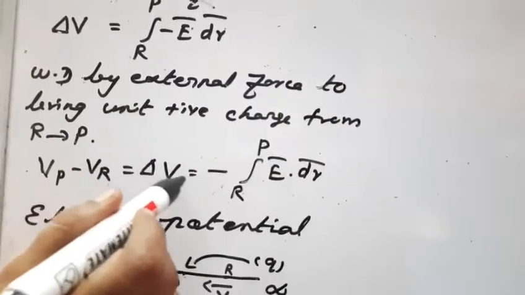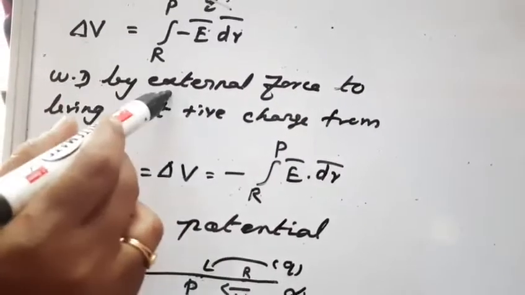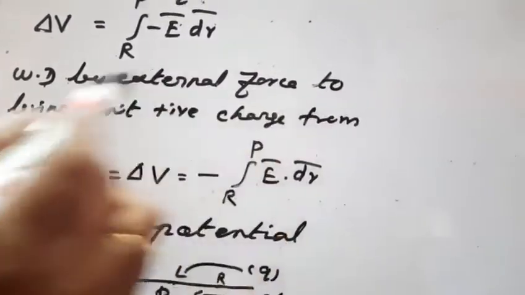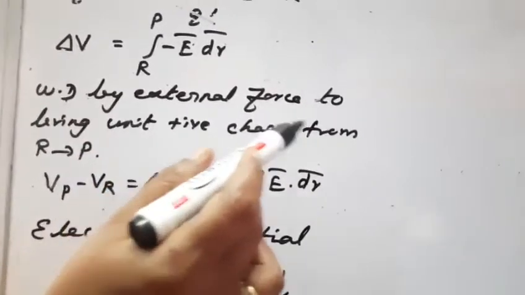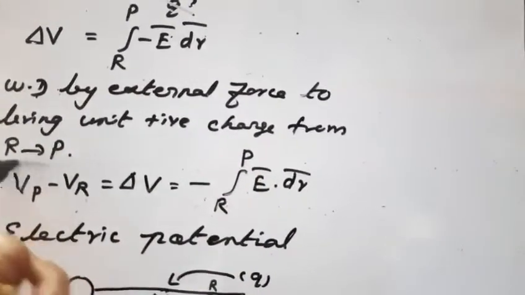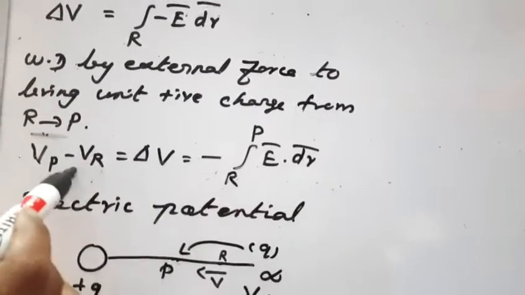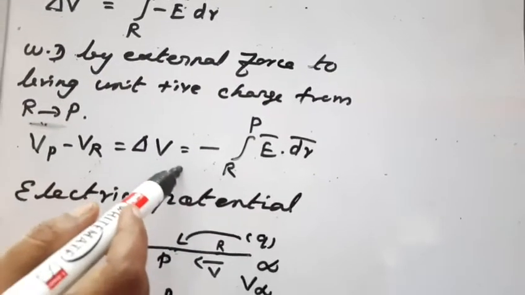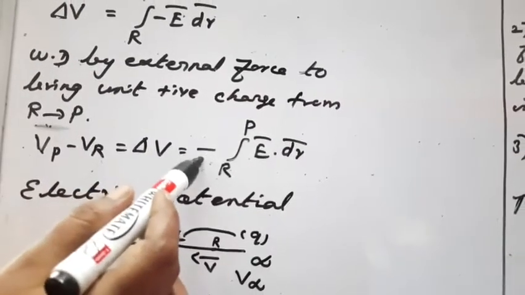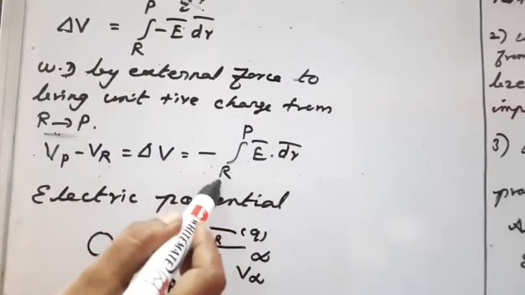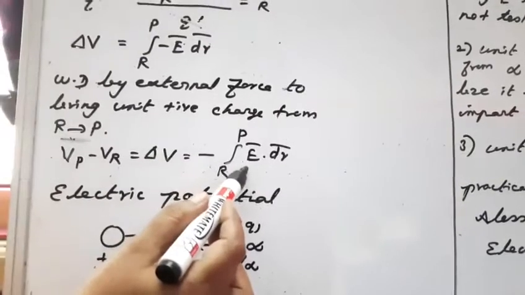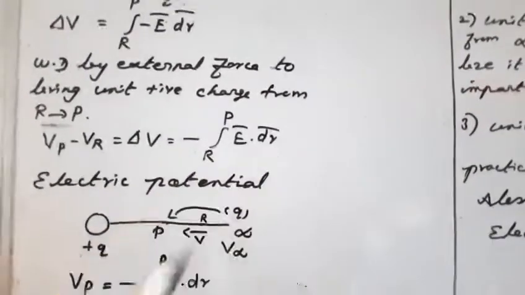This is defined as the work done by an external force to bring a unit positive charge from point R to point P. Therefore, Vp minus Vr equals del V equals, taking the minus outside, minus the integral from r to p of E vector dot dr vector.